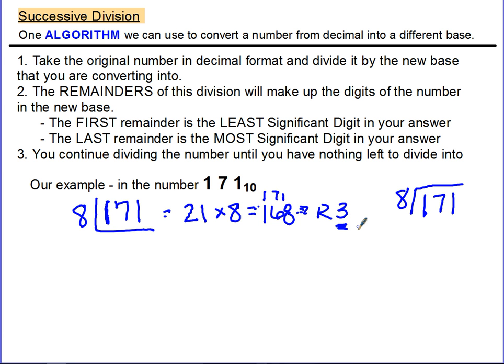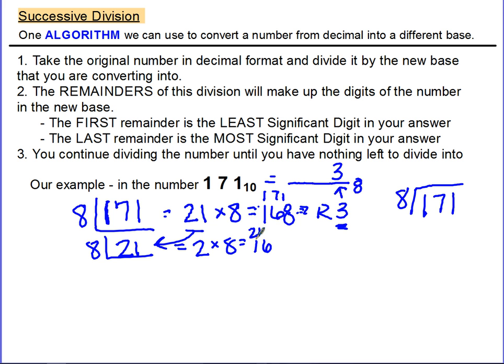And remember that remainders are the pieces of my answer. So when I'm looking at my answer up here in base 8, this 3 becomes my least significant digit of my answer. And then this number, 21, how many I was able to pull out, becomes the new number that I'm going to divide by my base. So 8 goes into 21. Well, we know that the closest we can get is 16. So 2 times 8 would give me 16. 21 minus 16 gives me a remainder of 5. That becomes the next part of my solution.